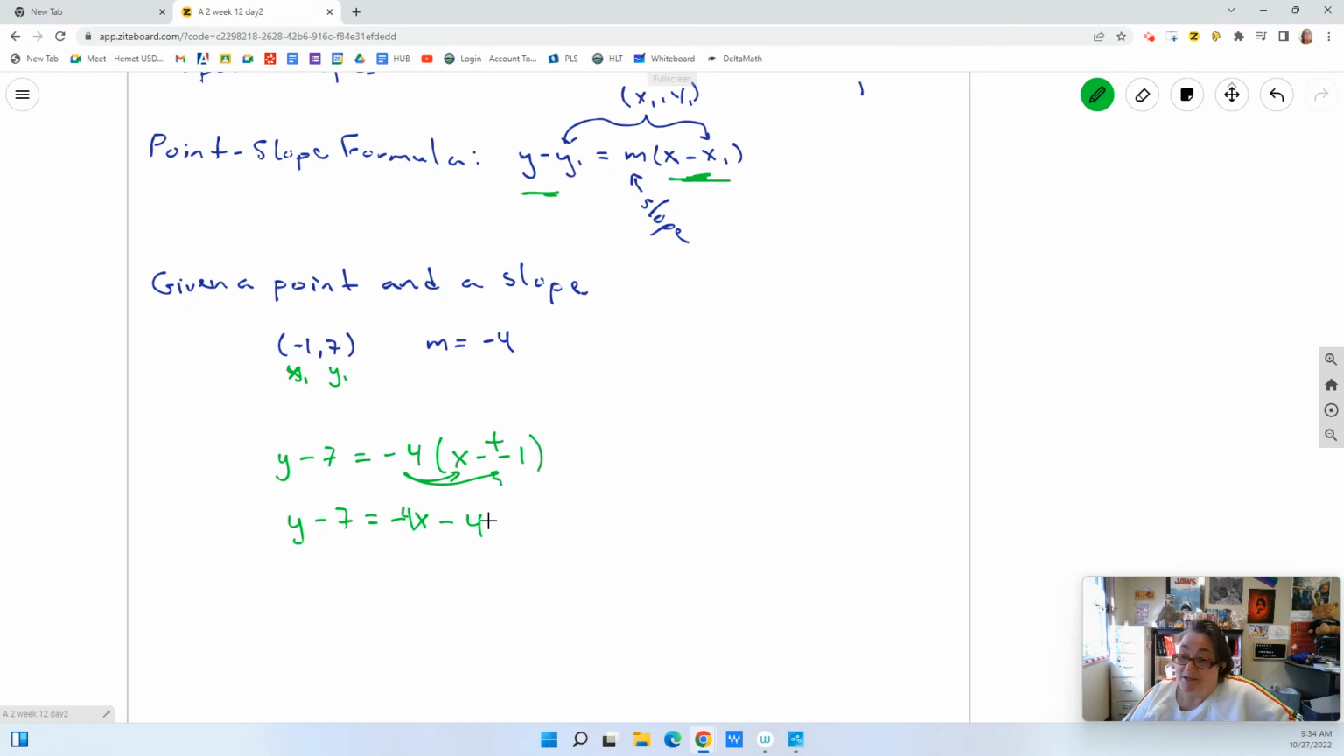Minus 4 times x is minus 4x, right? The only thing I have left to do is to move this 7 over, right? So I'm just going to add 7 to both sides. And I'm going to have y equals minus 4x. Minus 4 plus 7 is plus 3. And we've written the equation of this line, right? All we did was plug in the slope and plug in the point and then solve it for y. That's it, right?